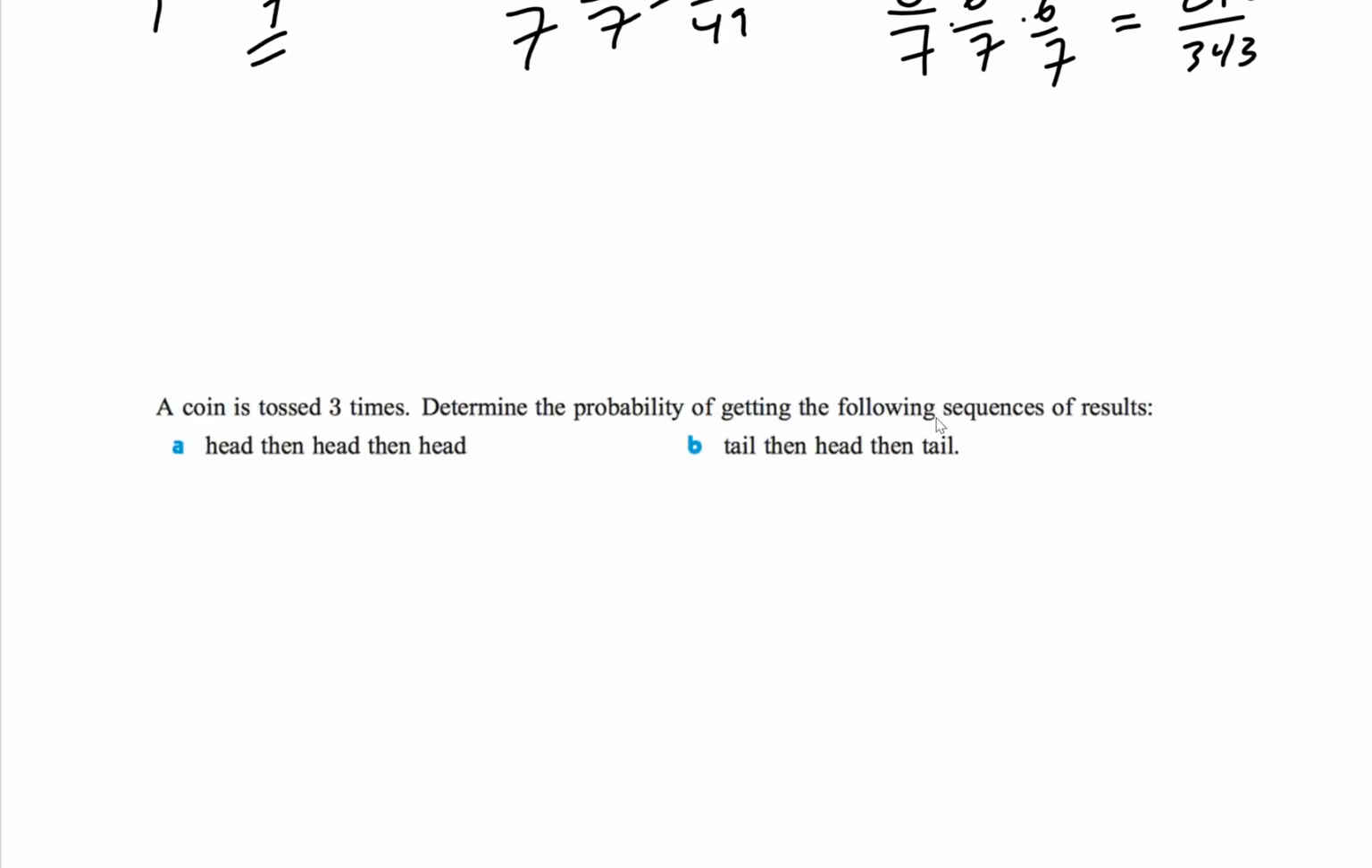Right? Similar thing you could say when you toss a coin. I'm going to toss 3 coins. Determine the probability of getting the following sequence results. So when I toss 3 coins, all of them have the same probability.